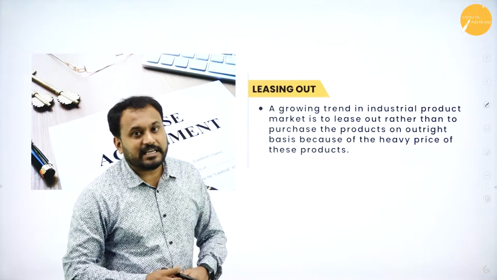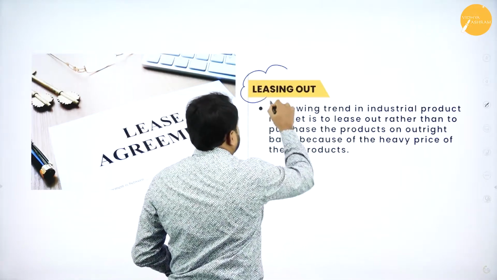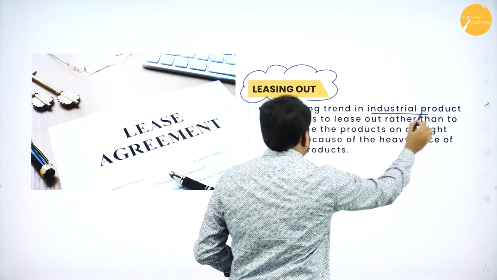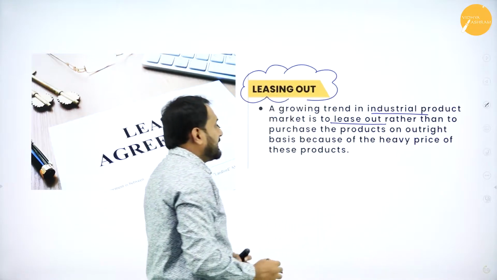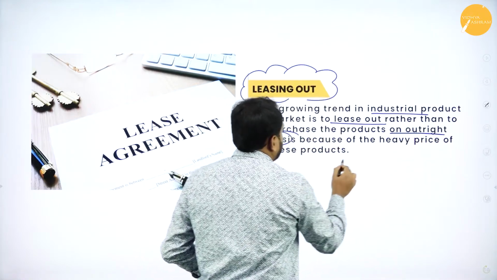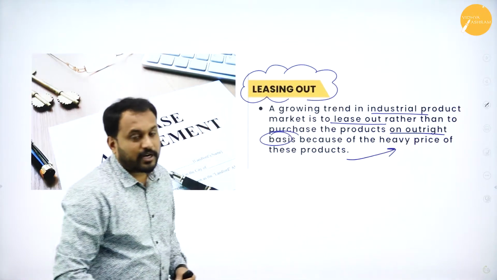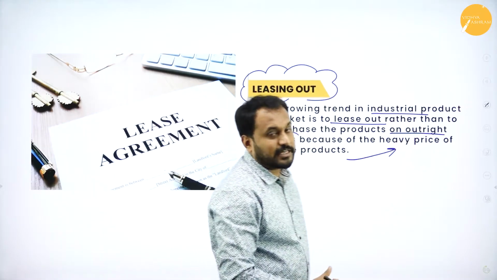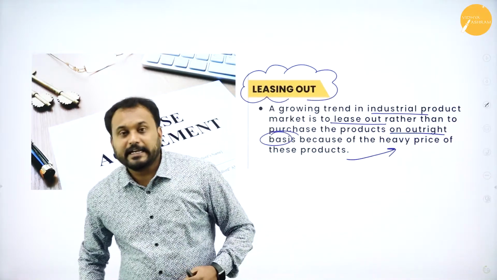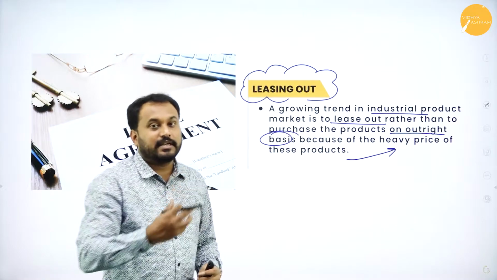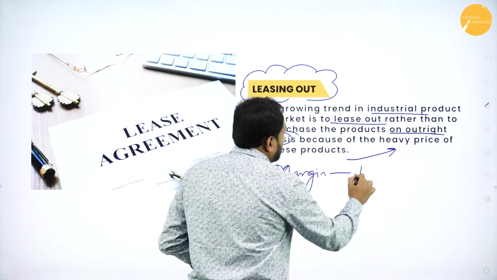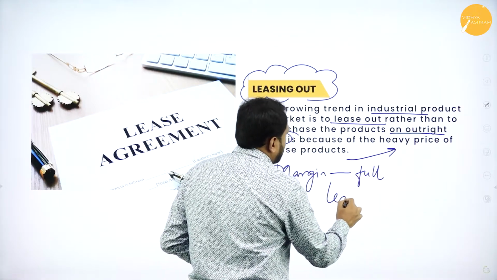Next one here is leasing out. Leasing out means what? A growing trend in the industrial product market is to lease out rather than purchase the product on an outright basis because of the heavy price of these products. So what exactly does leasing out mean? Whenever I go and buy industrial products in bulk, I need to have enough capital to purchase the thing. Now here they'll give me something called margin, right? I don't need to pay in full. I'll go with lease.